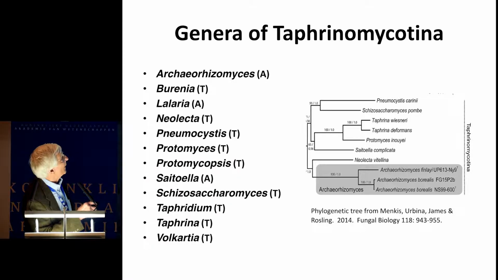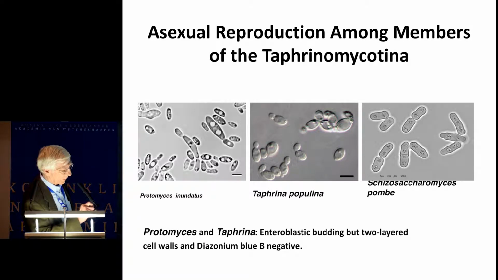Now, this is a lot of genera. The A's are anamorphs, if you will, and the T's are teleomorphs. And there is a bit of a problem with some of these because they have been reported only a few times. I'll sum that up in the next slide, but I did want to point out on cell division, here's an example of Protomyces, polar budding, not so atypical of basidiomycetes, the same for Taphrina, an example of fission.